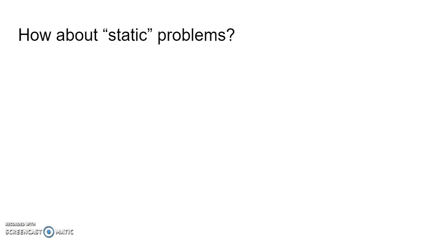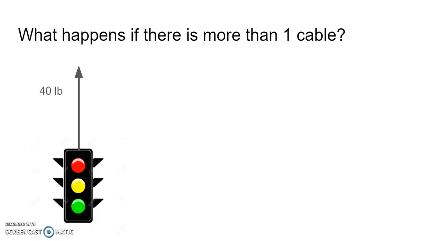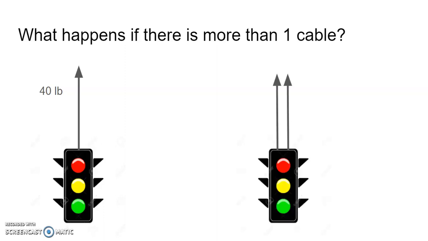Now, the last type of problem that I expect you will see in this chapter are so-called statics problems. That is, problems where things are not in motion instead of being accelerated. For example, let's say that we have a street light, a stoplight that's hanging from a single cable, and the stoplight is 40 pounds, then there's 40 pounds of tension in the cable. Now, if it's hanging from two equal cables, then there's 20 pounds of tension in each cable. Not really too surprising there.